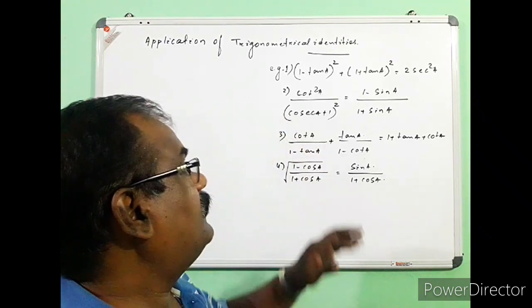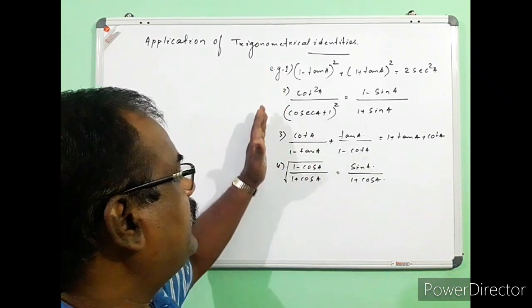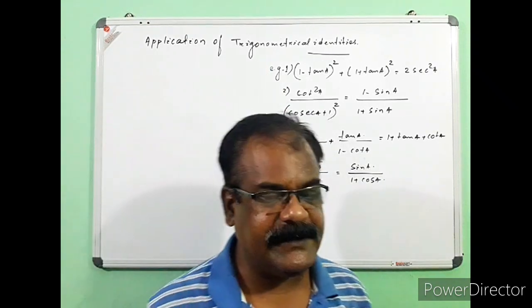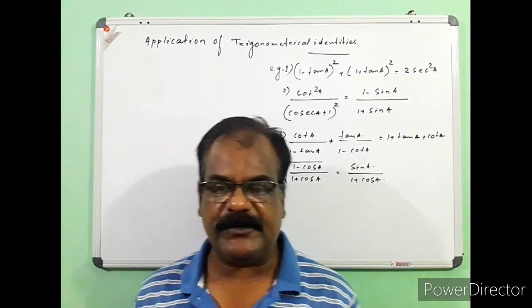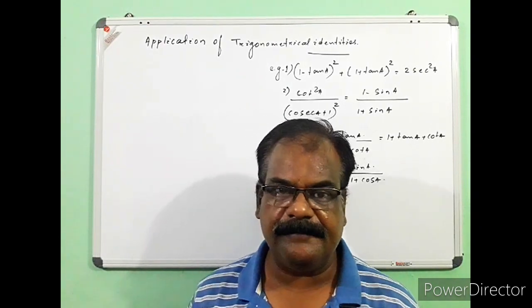Now while we are going to prove certain identities, at that time we have to remember some of the aspects while we are proving.